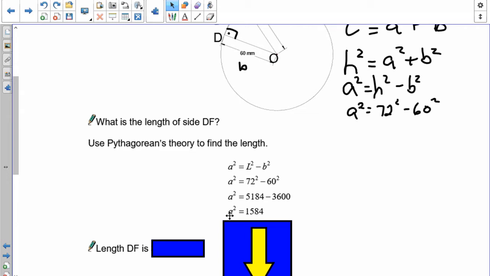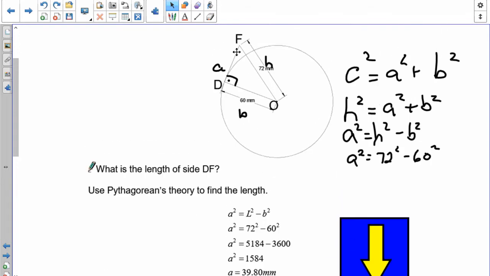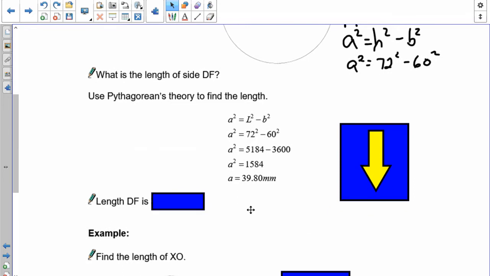So if I want to find out what a is, I've got to take the square root of 1584, and that is 39.80. So that means the length DF from here to here is 39.80 millimeters. Now I've rounded this off because this actually doesn't come out to be exact. You'll notice that. So this actually comes out to be 39.79 with a number higher than 5 there, so that rounds out to be 39.80. And yes, you need the 0 because we've rounded it to the nearest hundredth, so you can't lose that.